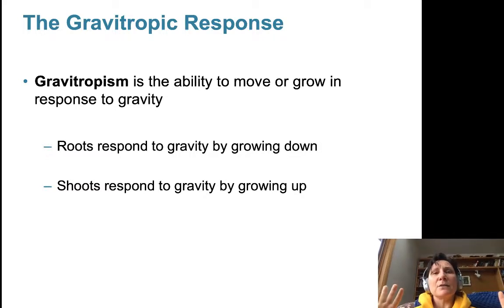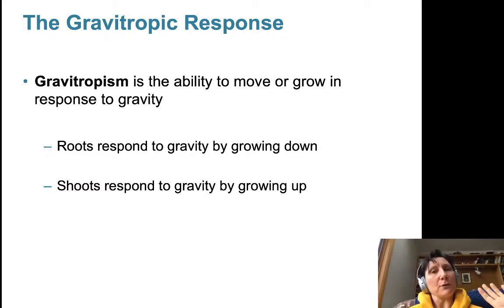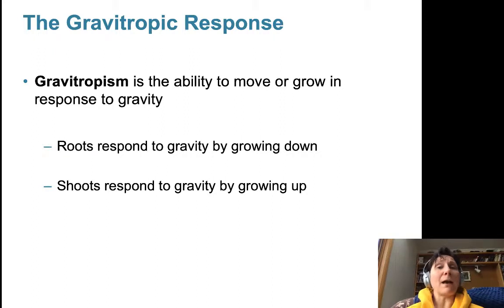Okay, now let's talk about a different tropic response. Let's talk about gravitropism. We already said this is the ability to move or grow in response to gravity. So of course roots respond to gravity by growing down. Shoots actually do respond to gravity as well, and they can grow up.